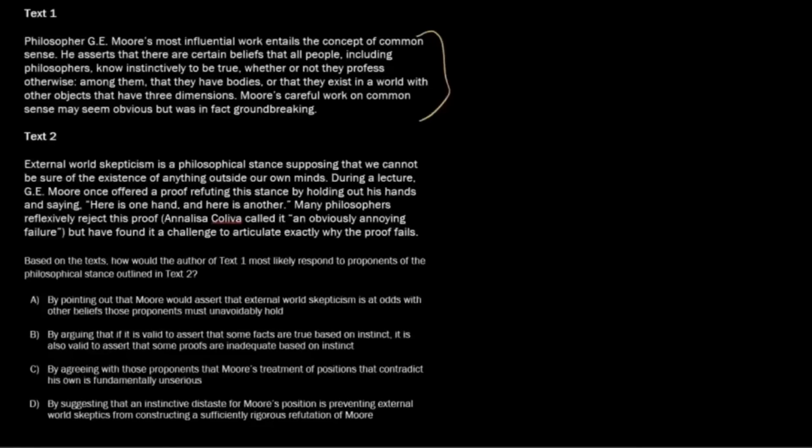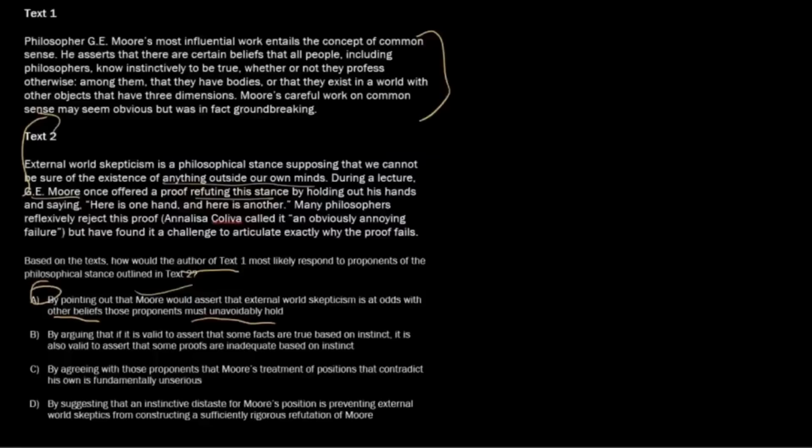Okay, so let's start off with answer choice A. By pointing out that Moore would assert that external world skepticism is at odds with other beliefs that these proponents must unavoidably hold. Okay, and this is how author 1 is responding to author 2. So author 2 is saying that external world skepticism is a philosophical stance supposing that we cannot be sure of the existence of anything outside of our own minds. Okay, and G.E. Moore, who is the guy up here, is offering a proof refuting this stance. Okay, and I would say that this immediately is our answer.